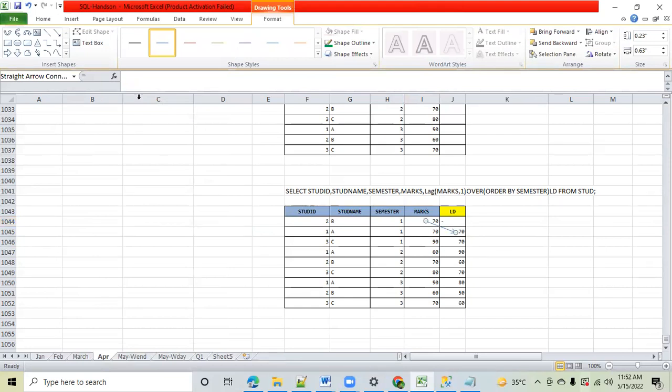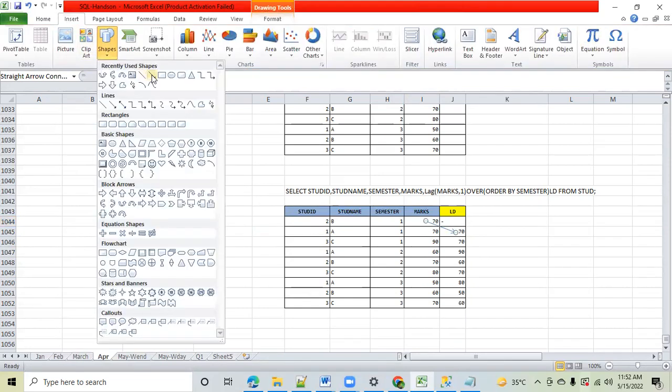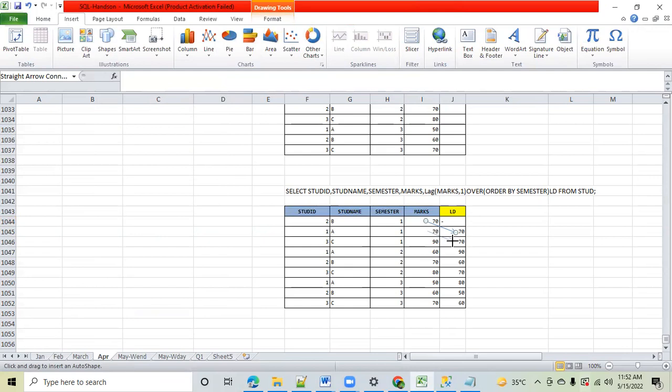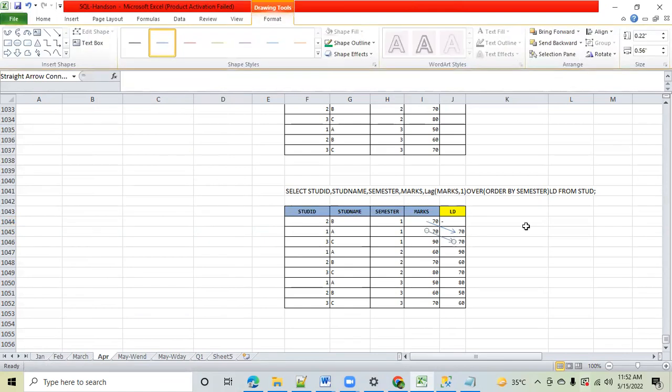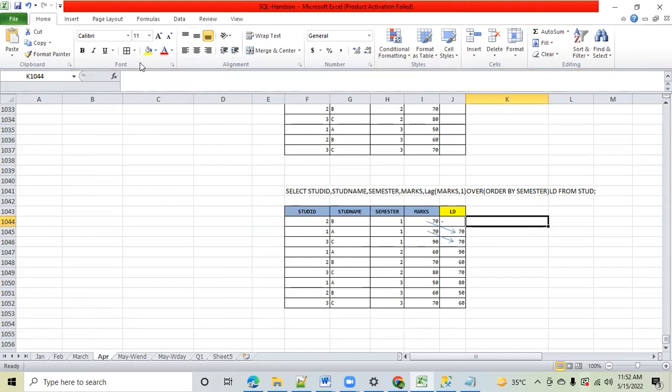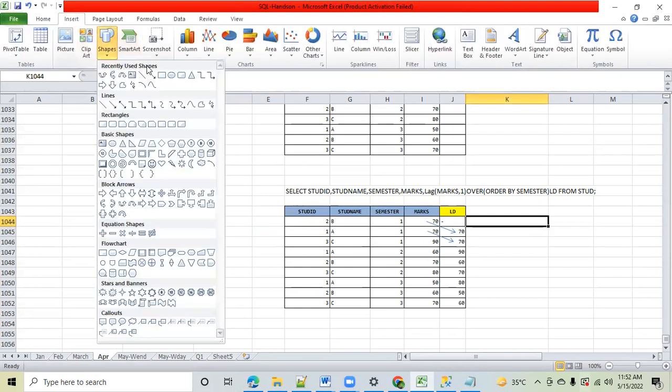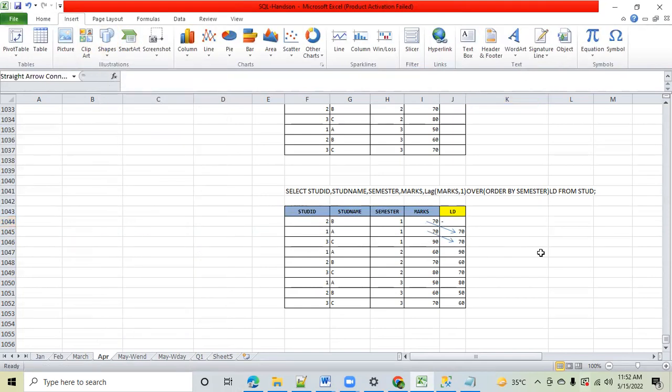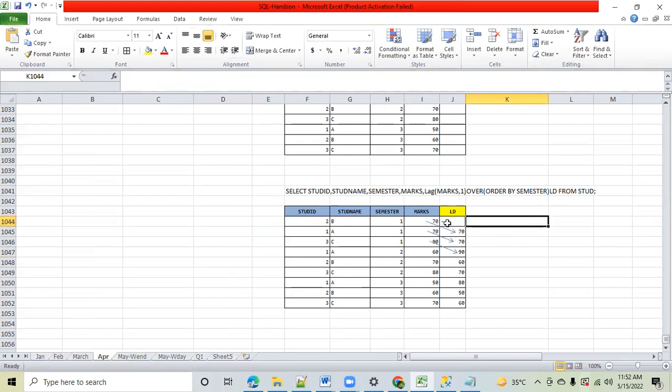And similarly, this 70 was at the second position. It is moved to the third position. That's why the name is lag. Okay. And then 90 is shifted to the next position. Similarly, here you can ask why this is blank. Because you don't have any value here which can be shifted here, right? That is why this is null.